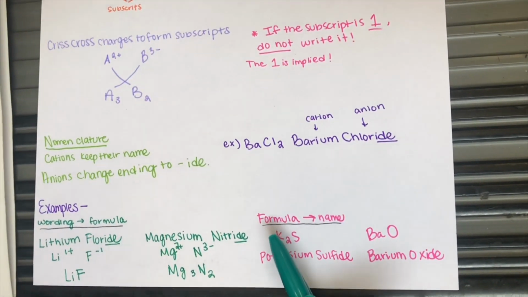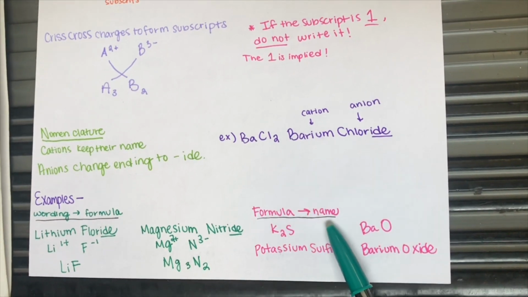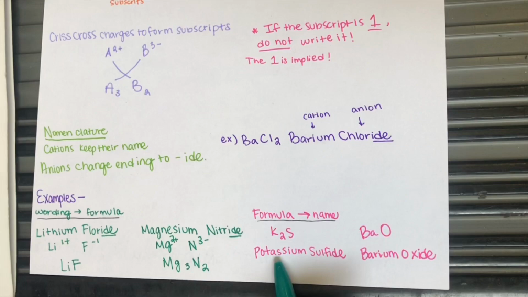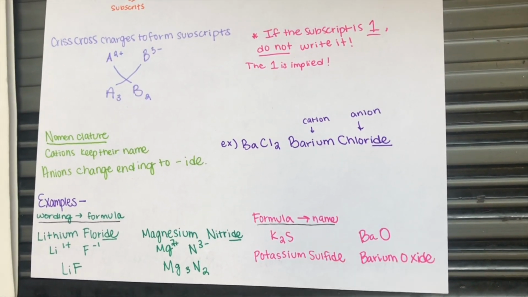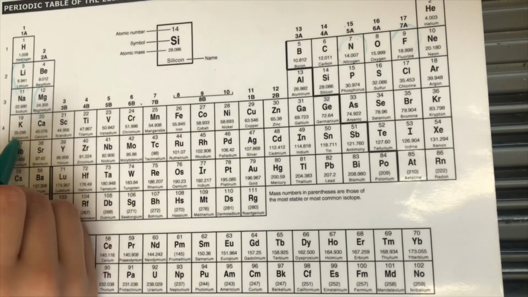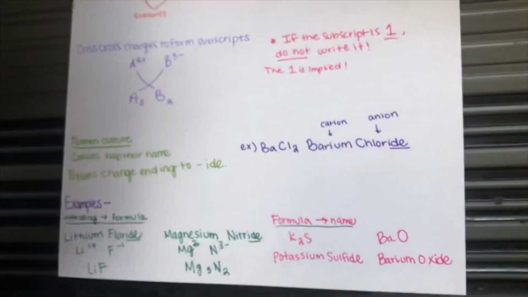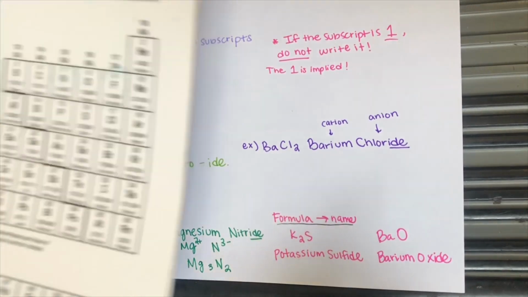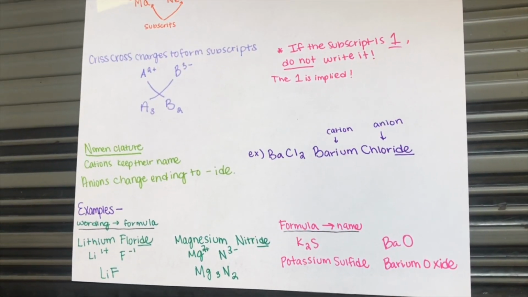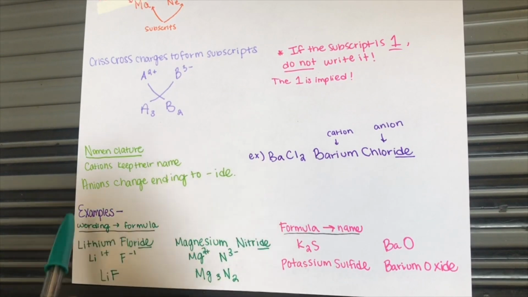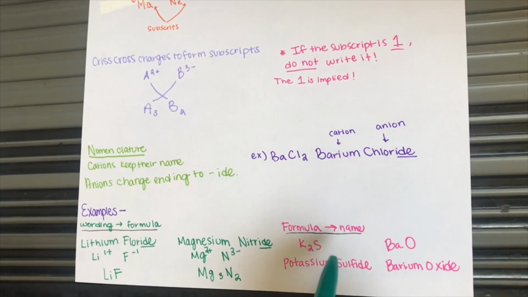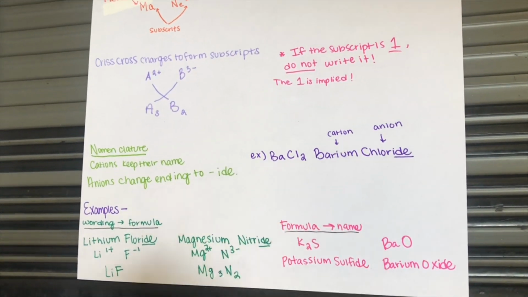When going from formula to name, K2S becomes potassium sulfide because K is potassium and S is sulfur. But the anions change their ending to "ide", and that's why sulfur becomes sulfide.